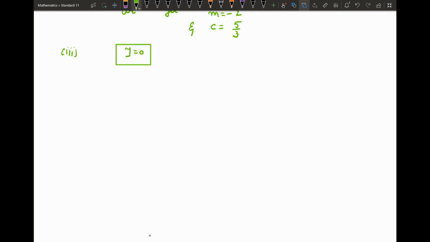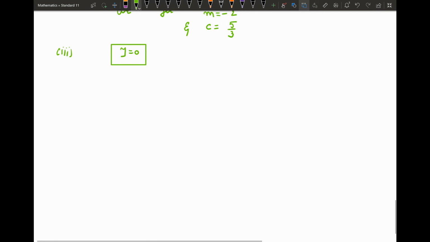So find slope and y-intercept. Actually, y equal to 0 is nothing but the equation of the x-axis. For the x-axis, if you take any point on it, the y coordinate is always 0. So y equal to 0 is nothing but the x-axis. The x-axis is a horizontal line, and we know that for a horizontal line, slope is always 0. Slope is 0, and the y-intercept is also 0 because the y coordinate is always 0.